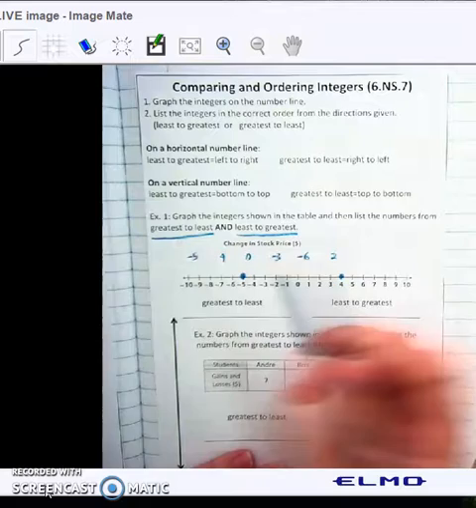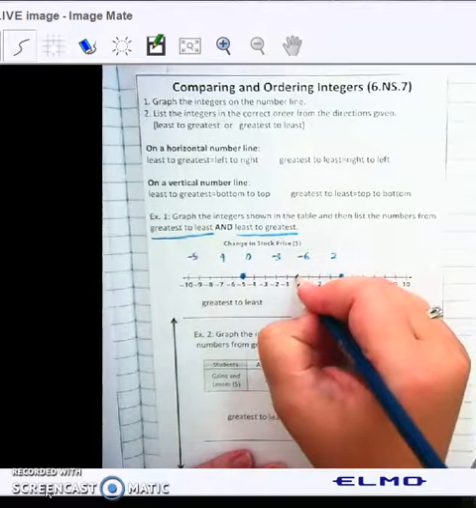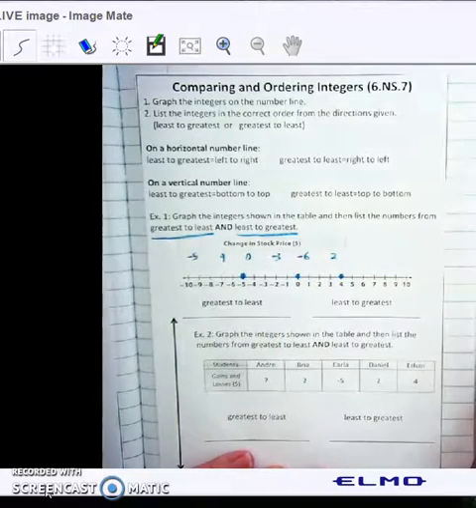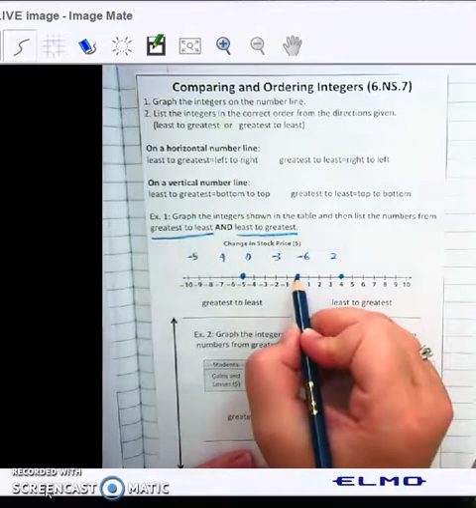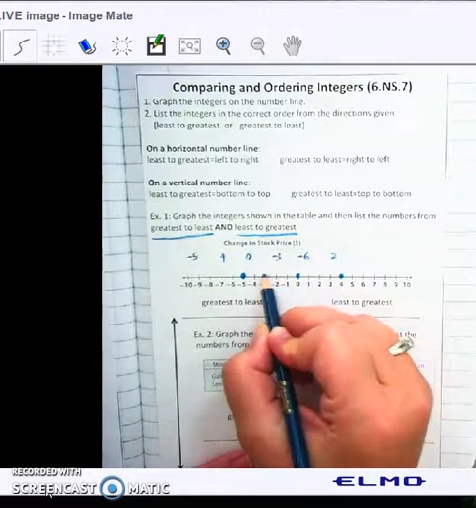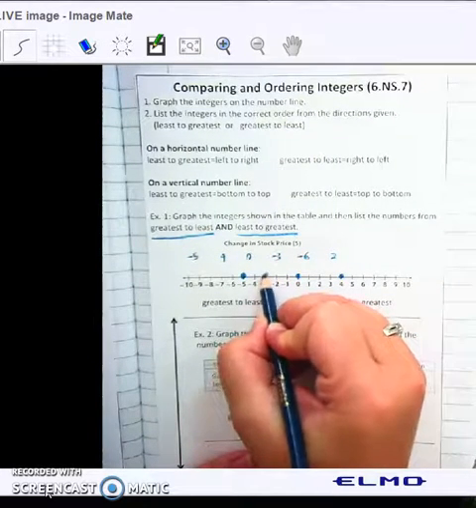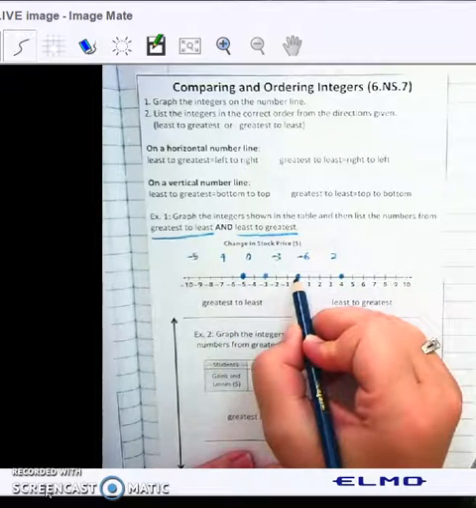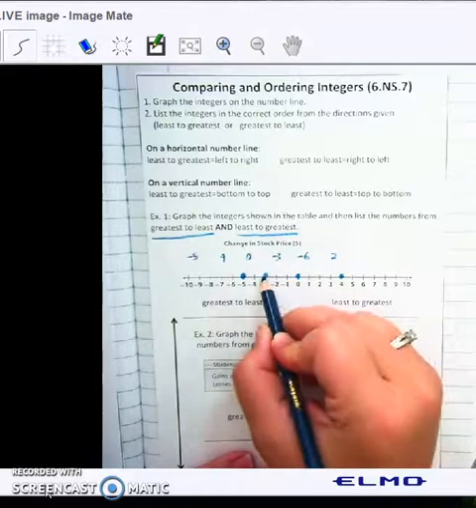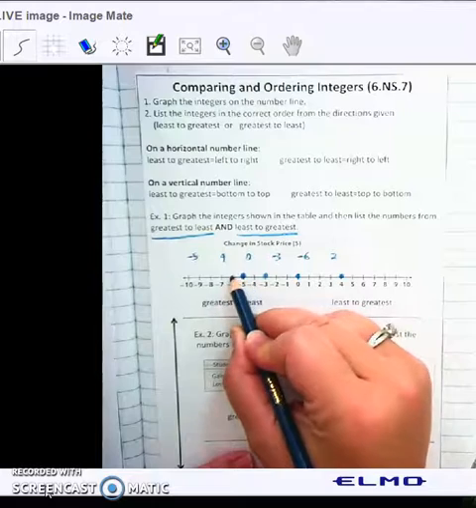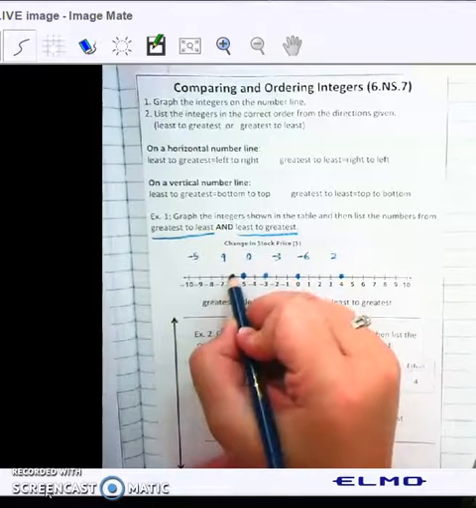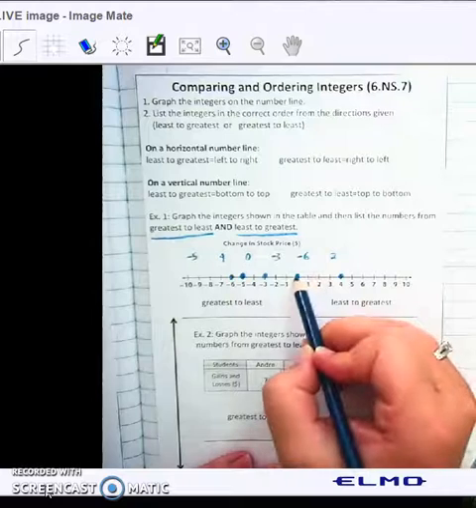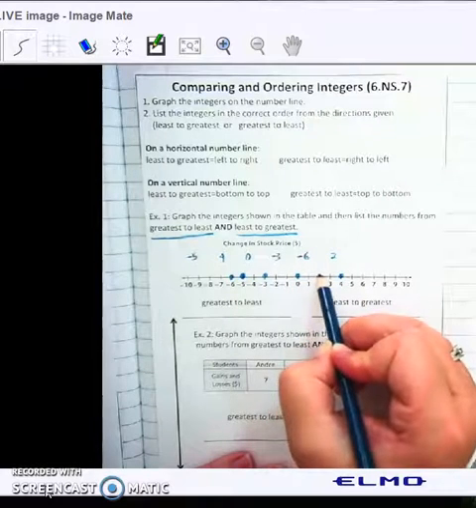The next one is 0. So we know that 0 is neutral. Put a dot at 0. The next one is -3. So over -1, -2, -3. -6, so over -1, -2, -3, -4, -5, -6. +2, so we have +1, +2.